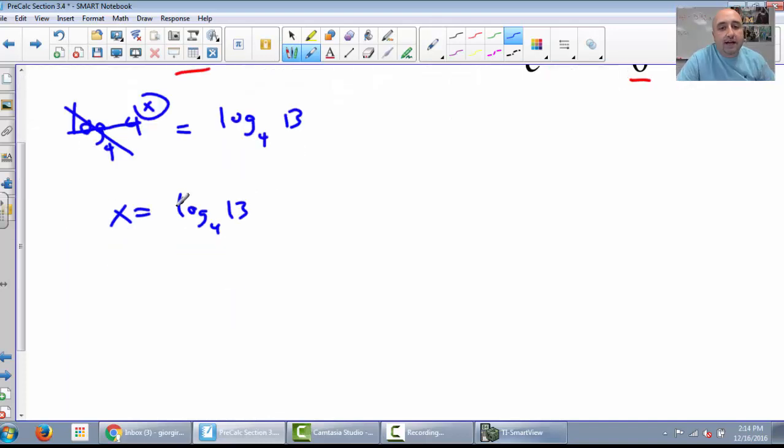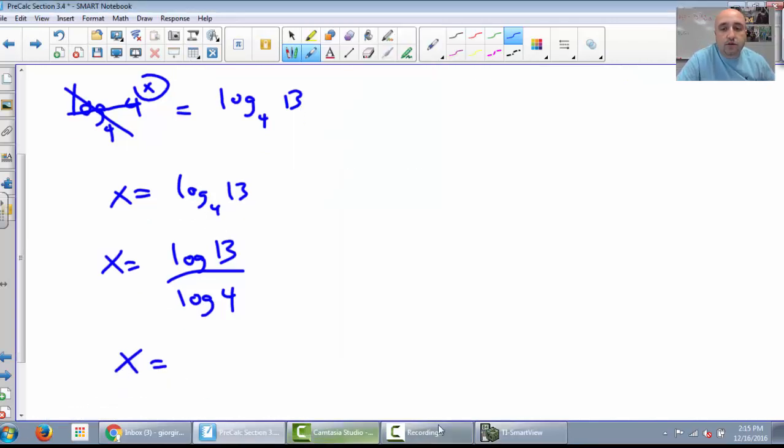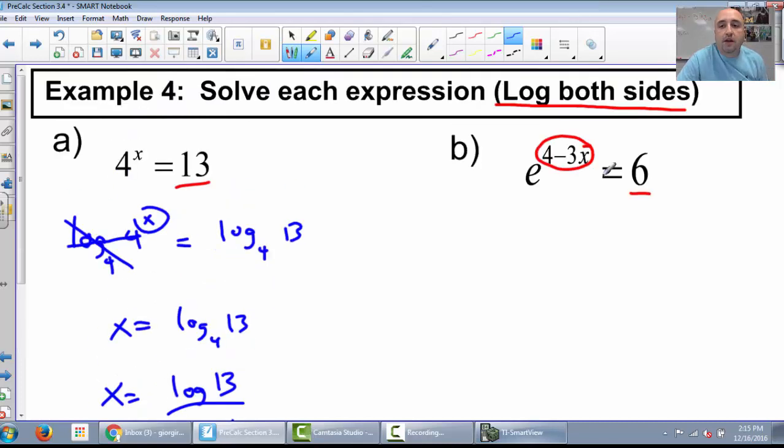Well, I can use my change of base formula to do that. It's log of 13 divided by log of 4, and that will give me my answer. So log of 13 divided by log of 4, and hit enter, and x is equal to 1.85. Okay, so you do this same thing.